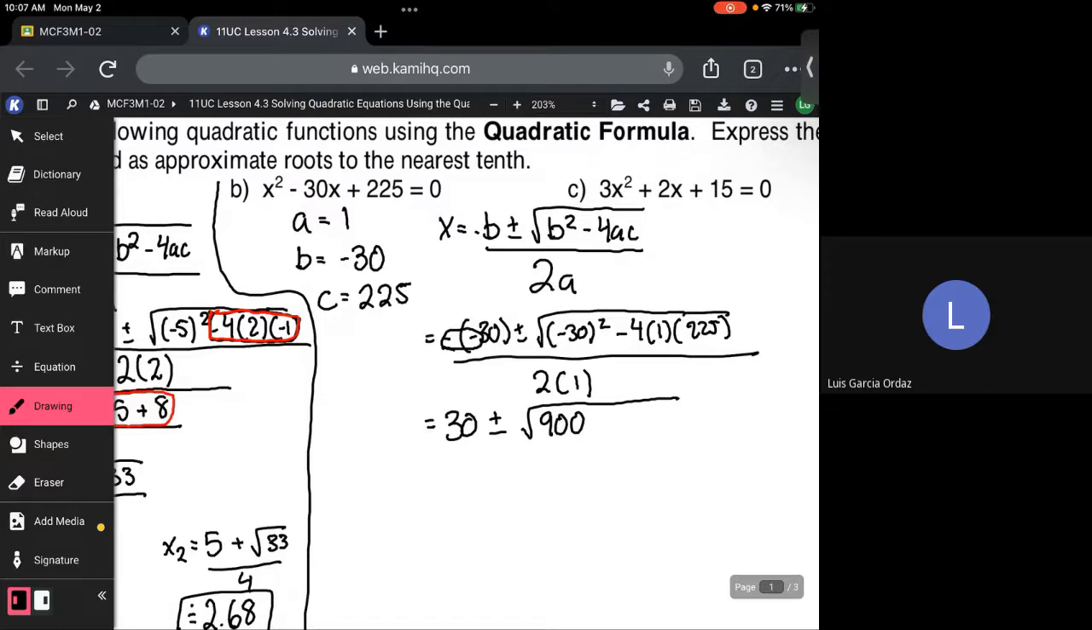Because when you do negative 30 to the power of 2, it should give you 900. Oh, wait, you did negative 30. Oh, I did the wrong thing. Okay, my bad. And then you're going to do the negative 4 times 1 times 225. And that gives you negative 900. So it's 900 minus 900 divided by 2.